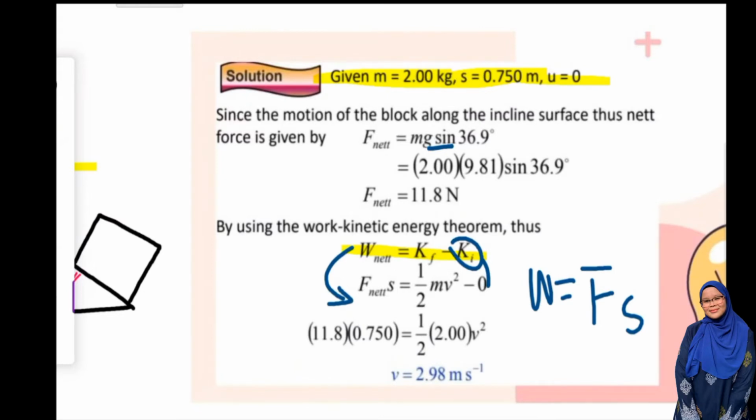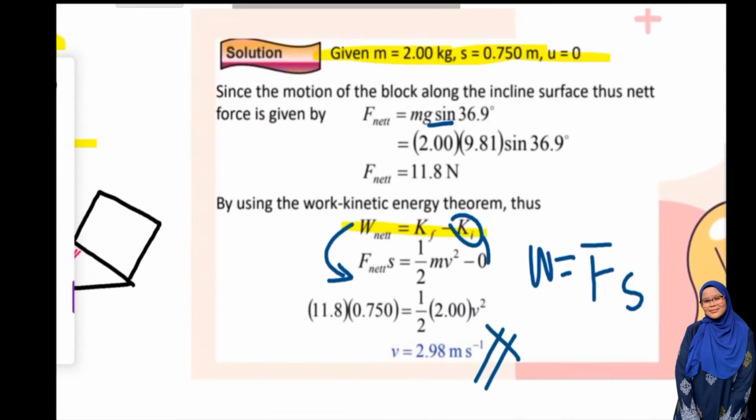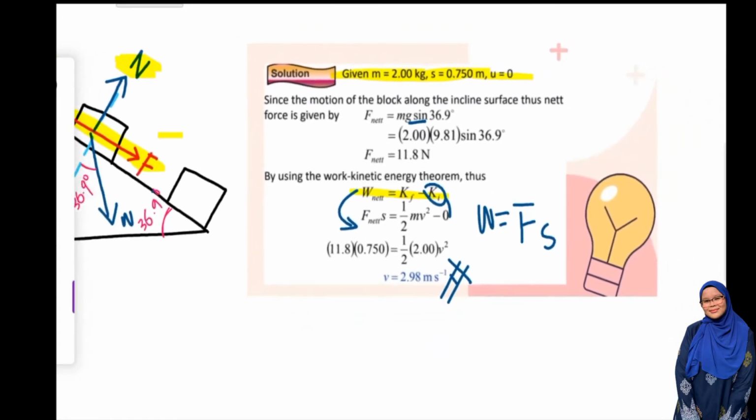Then we can calculate the final velocity. So total force is 11.8, displacement is 0.75, 1/2, mass 2. Okay, so bila kita pindah-pindahkan ke calculator, we can get 2.98 meter per second. So we just answer the question.